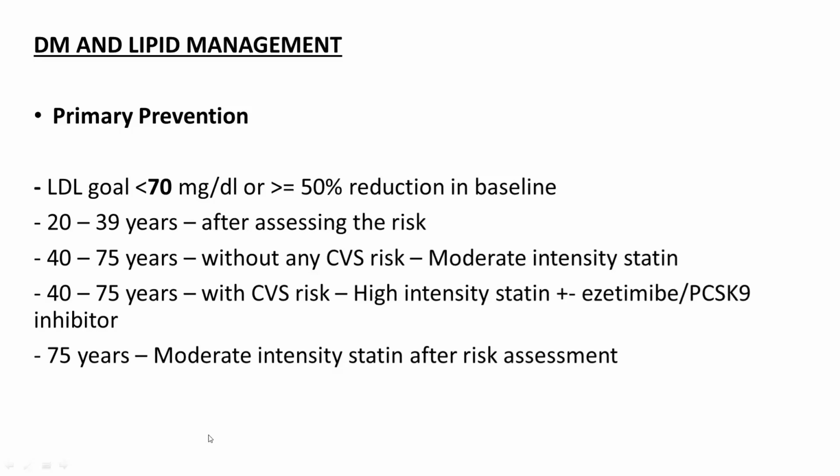Secondary prevention means we are not going to let him have another cardiovascular event, because he already had one, but we have taken the responsibility to not have another event. That is called secondary prevention. Primary prevention means the patient doesn't have any evidence of the mentioned cardiovascular events, but we have taken the responsibility to prevent him from going into any cardiovascular event. In such a case, our goal should be an LDL of less than 70.